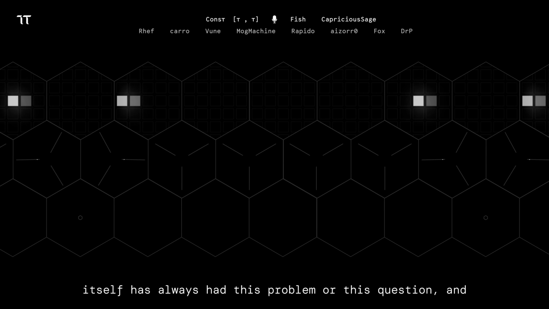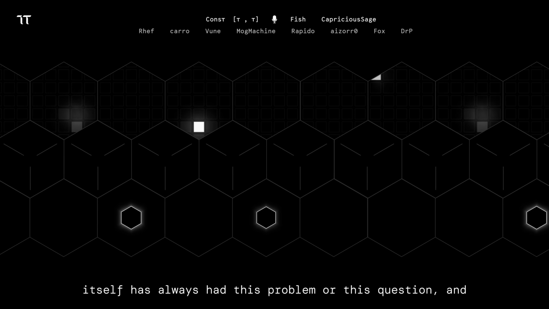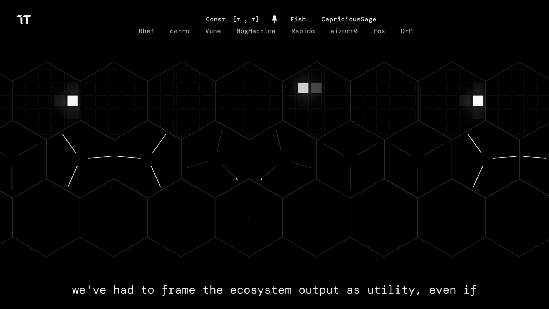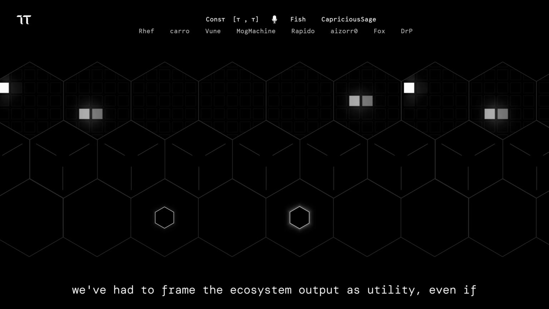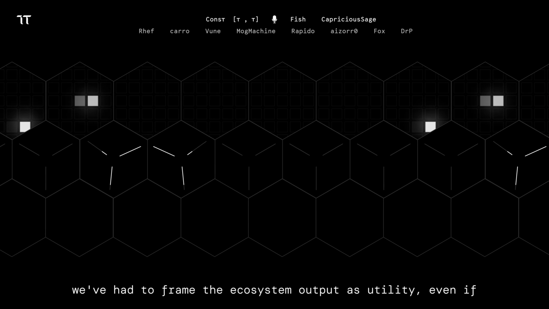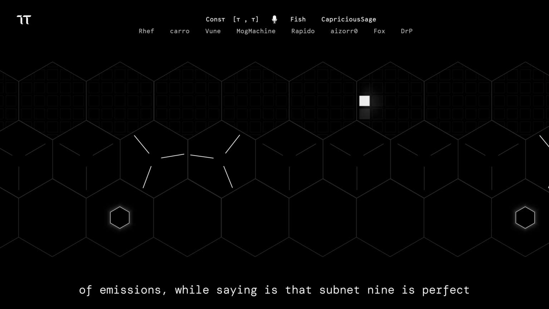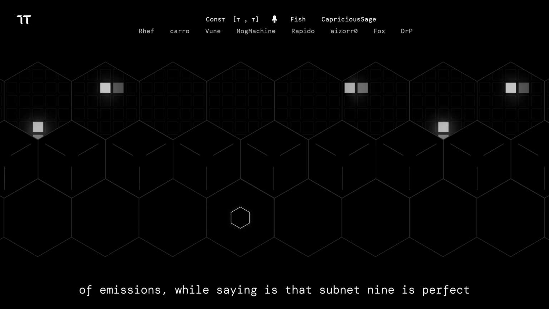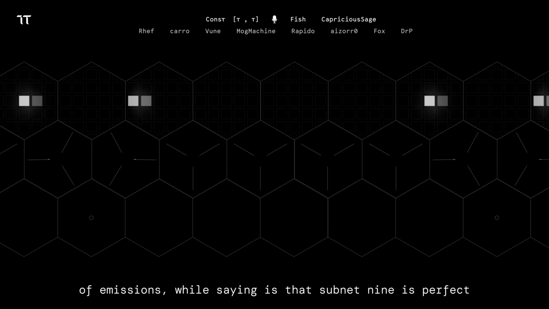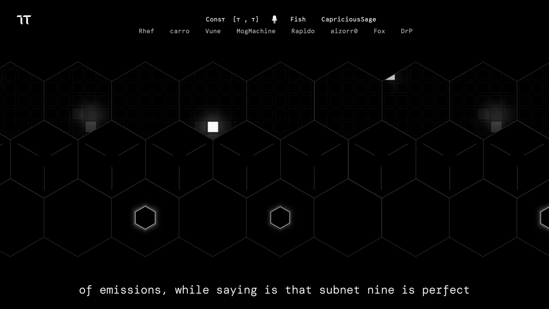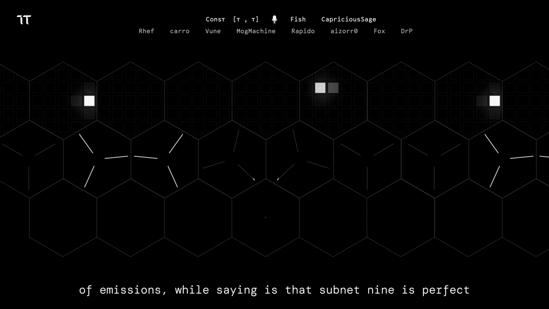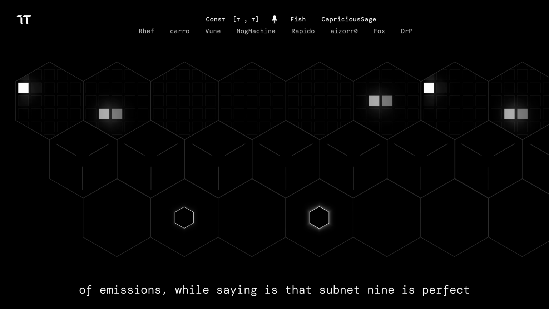Bittensor itself has always had this problem or this question, and we've had to frame the ecosystem output as utility, even if that utility doesn't match revenue in terms of emissions. Another thing worthwhile saying is that Subnet 9 is a perfect example.